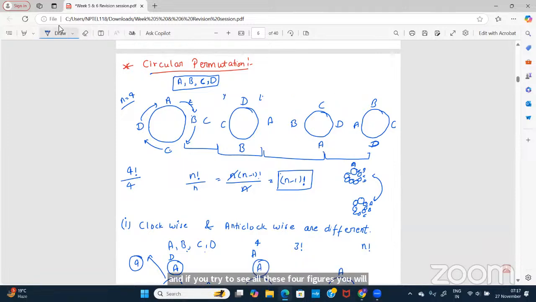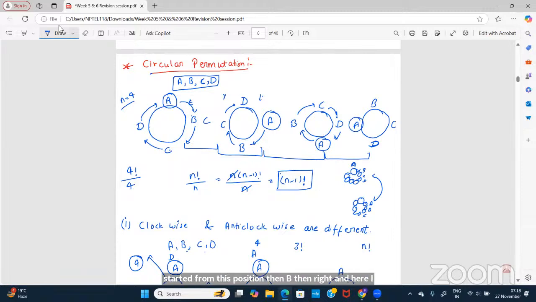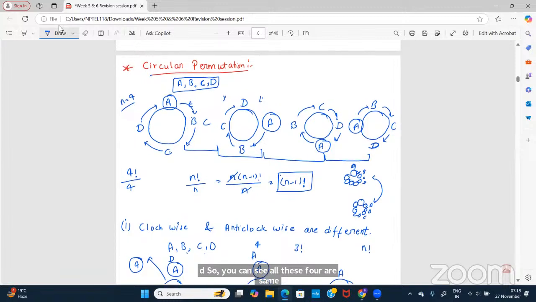Here I have written A at this position, then B, C, and D. Here I have started A from here, then going B, C, and D. In this, I have started from this position, A, then B, then C, and then D, right? And here I have started from this position, A, then B, then C, and then D, right? So you can see all these 4 are same, because we are arranging them in a circular fashion, so all these 4 will be same.